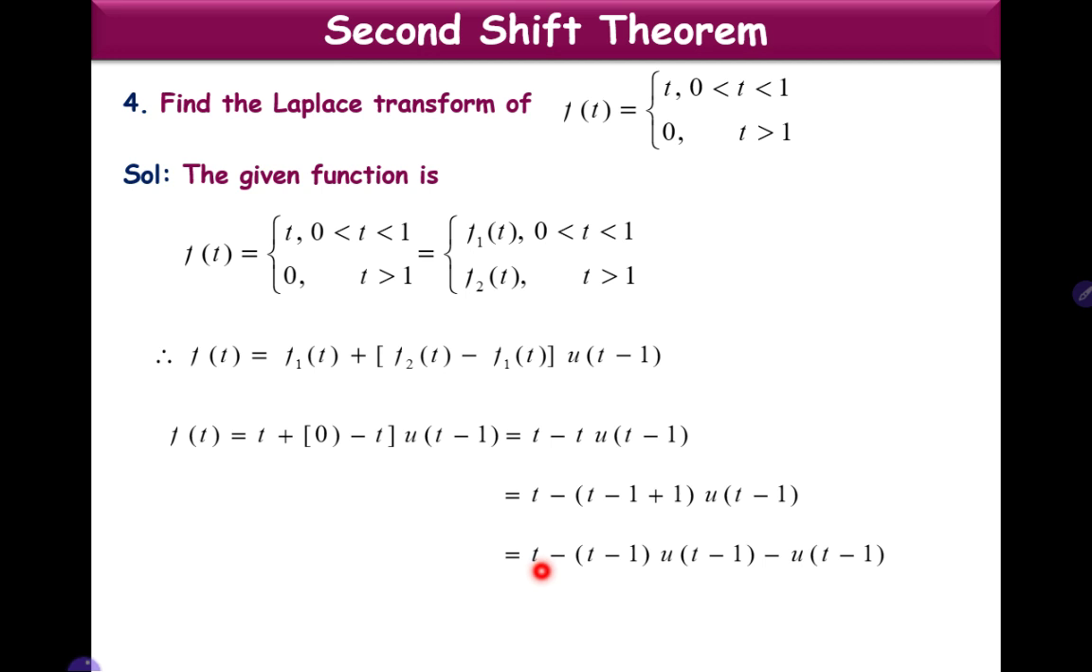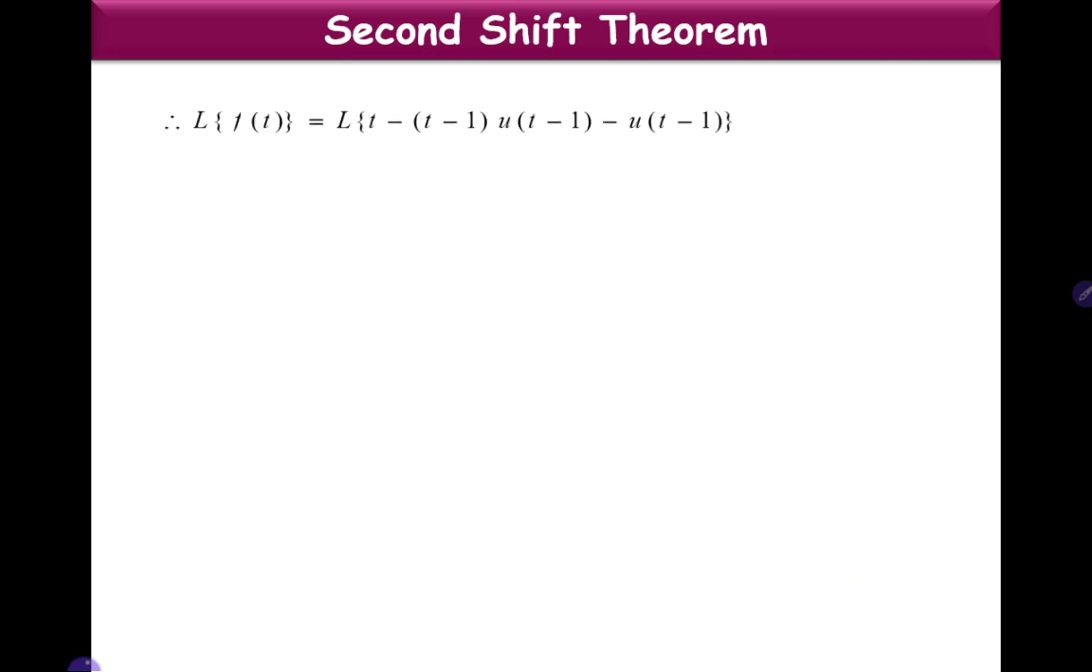We know what is L of t, and for the second term, Laplace of t minus 1 into u of t minus 1, we apply the second shift property, and we also know the Laplace transform of u of t minus 1. So L of f of t is equal to L of t minus (t minus 1) into u of t minus 1 minus u of t minus 1. If we use the linear property of the Laplace transform, we get L of t minus L of (t minus 1) into u of t minus 1 minus L of u of t minus 1. What is L of t?